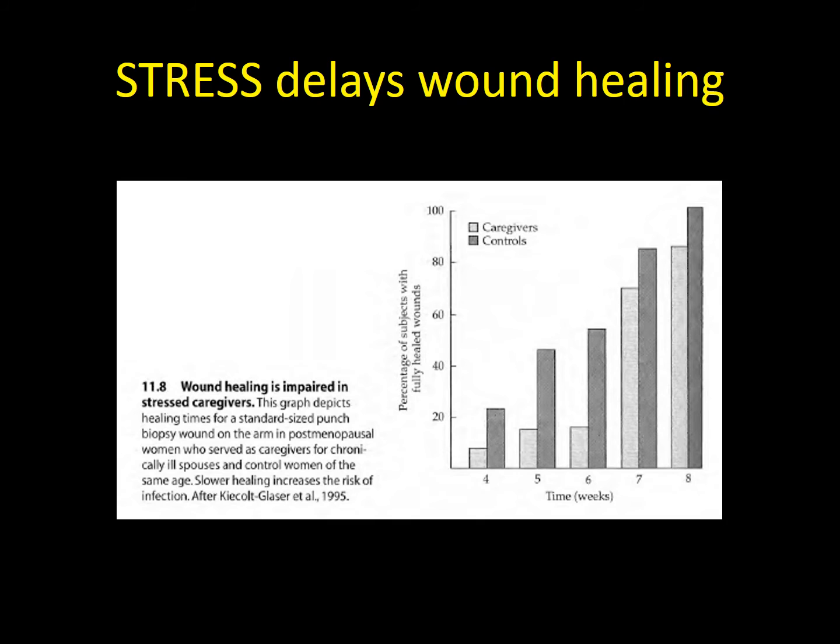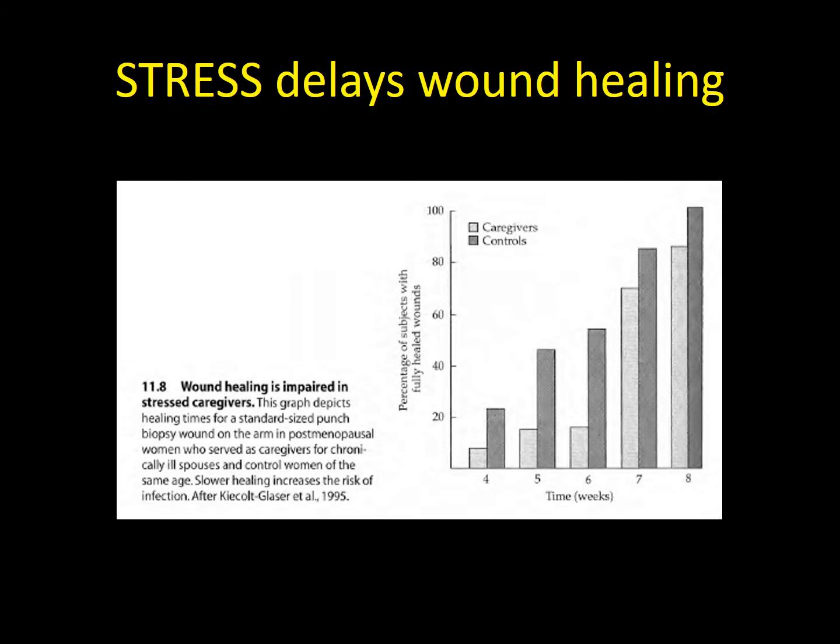Here is another example of stress delaying wound healing. This particular research study was done among older adults who were married couples, and one spouse suffered chronic illness. So the other spouse was considered a caregiver trying to care for their ill spouse at home. So these caregivers were presumed to be under a lot of stress, and they were matched by the researchers to a control group who was matched on age, sex, and other underlying factors that influence a person's health.